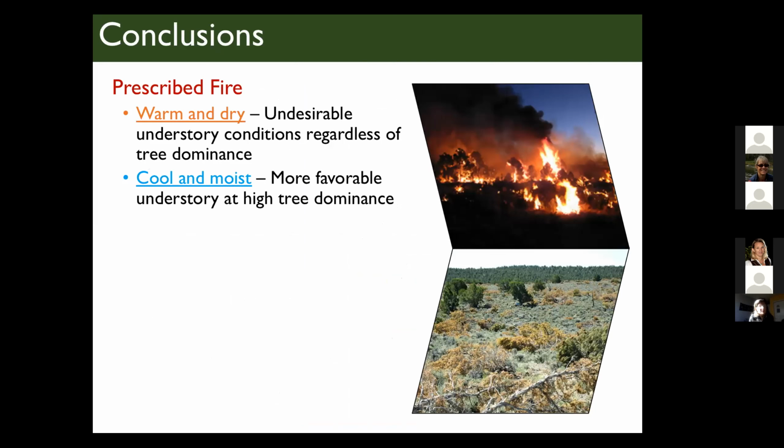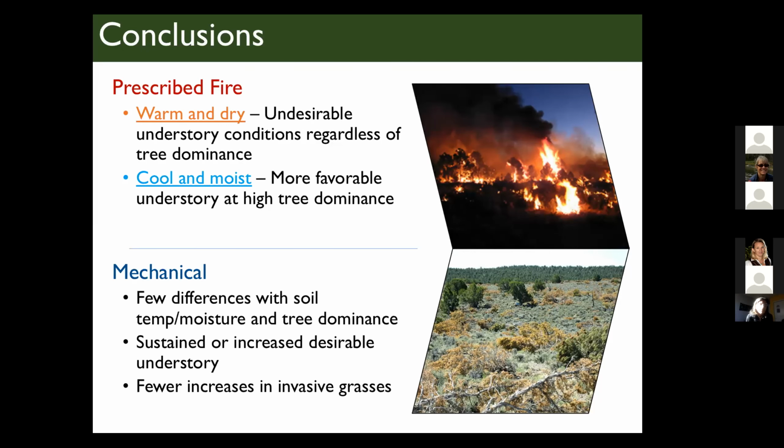So to conclude, prescribed fire at the warm and dry sites, we ended up with undesirable understory conditions regardless of tree dominance. But at the cool and moist sites, we had more favorable understory conditions, particularly at high tree dominance. And then for the mechanical treatments, again, we had less severe effects and there were fewer differences with soil temperature and tree dominance. We were able to sustain or increase desirable understory species, which is good news. And we had less of an increase in those invasive annual grasses.